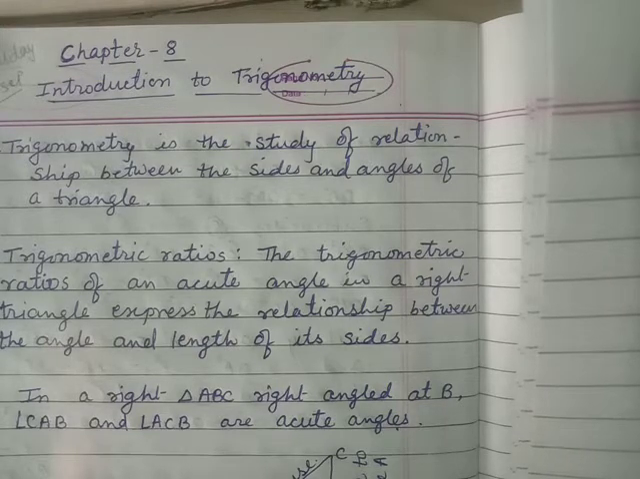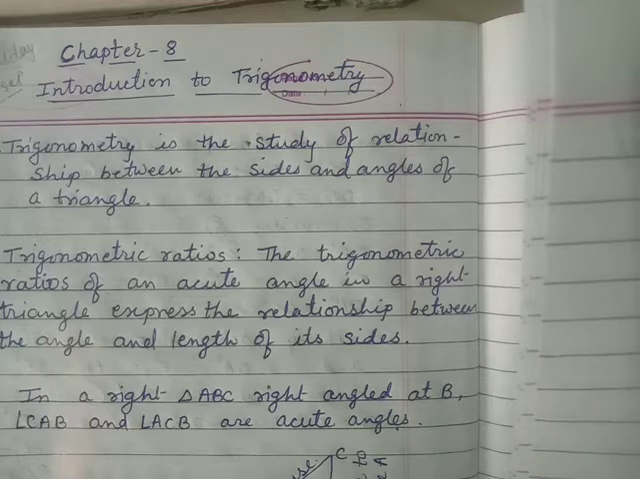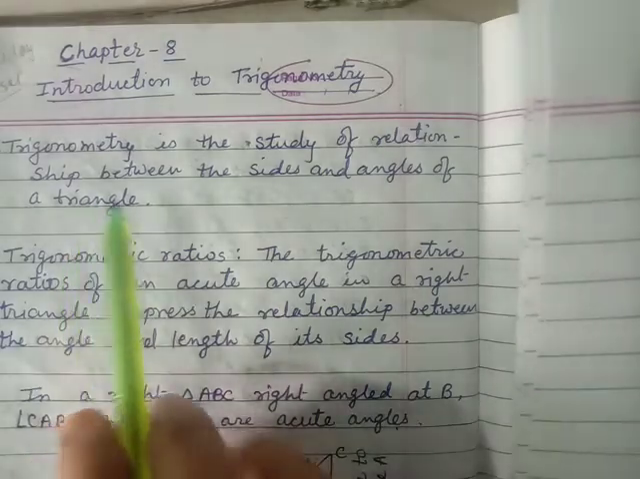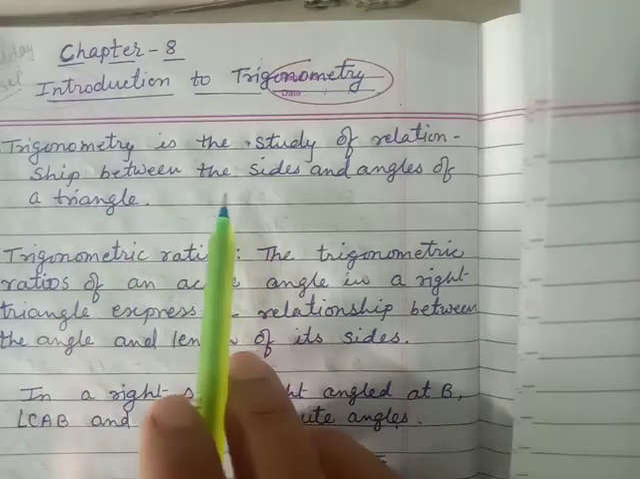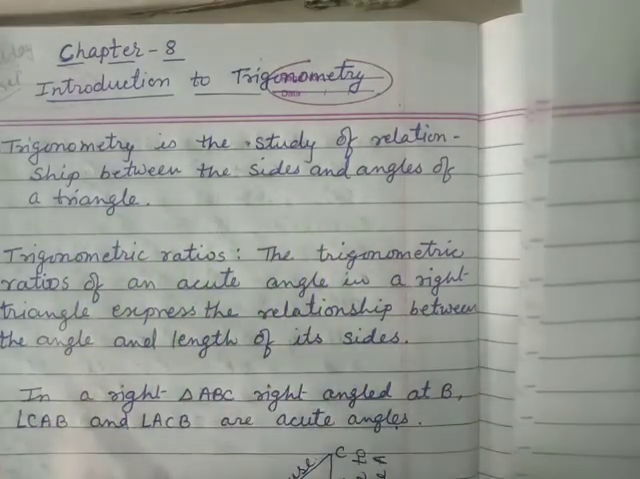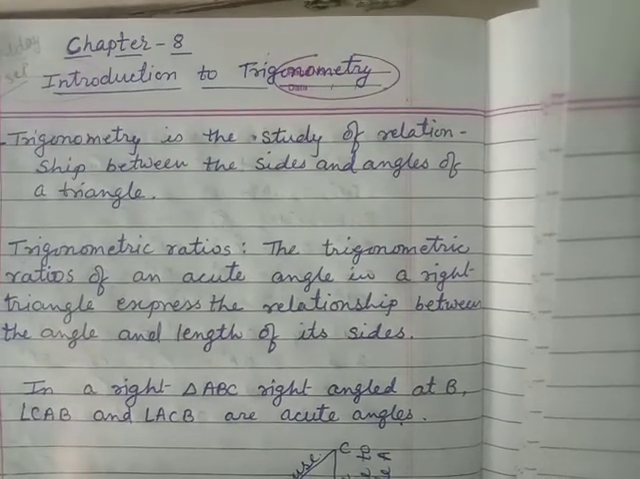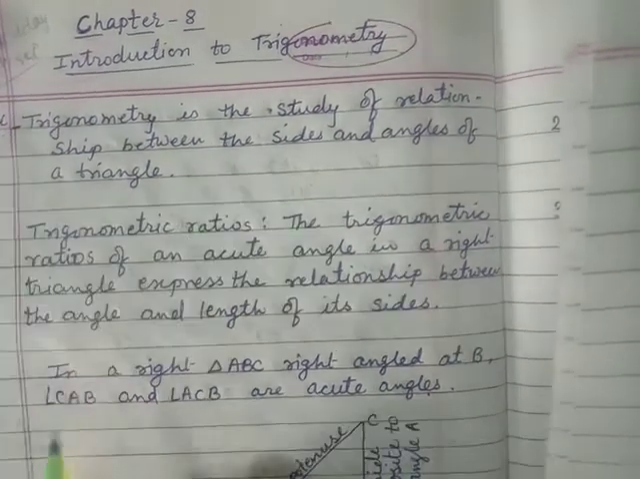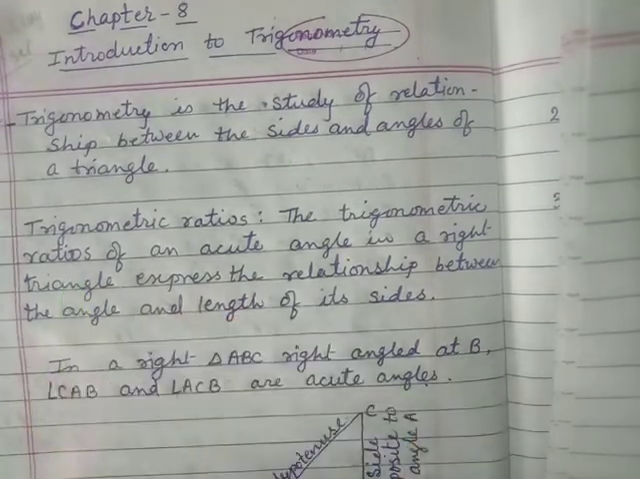Okay. So, what is trigonometry? Trigonometry is another branch of mathematics, like you have studied algebra, geometry. So, trigonometry is another branch of maths. Trigonometry basically is the study of relationship between the sides and angles of a triangle.